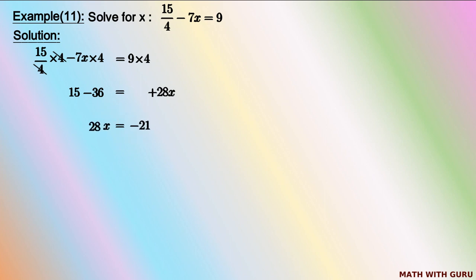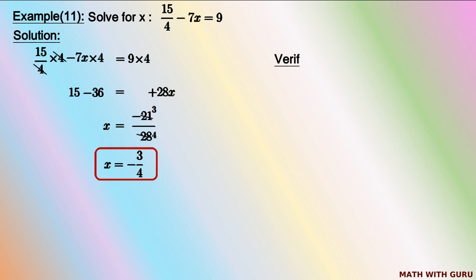Interchange the sides. Bring 28. Transpose 28 to the right hand side, it divides minus 21. 7 fours are 28, 7 threes are 21. X equals minus 3 over 4.